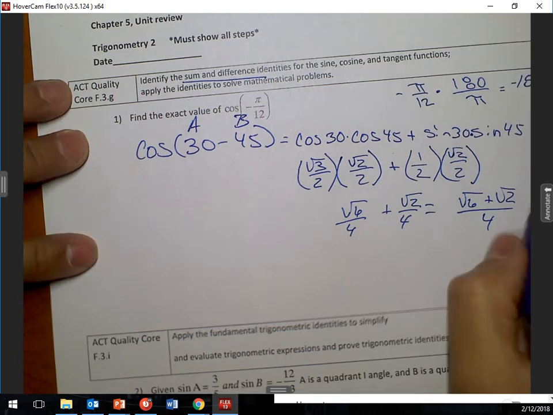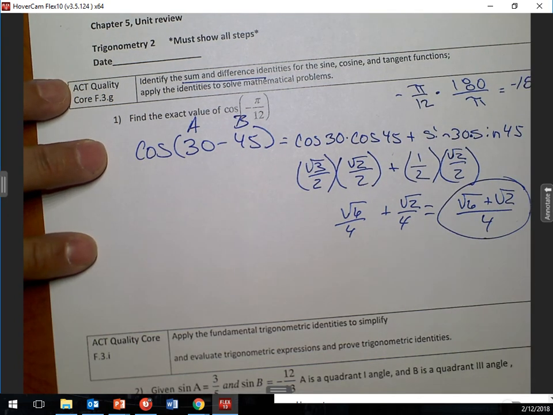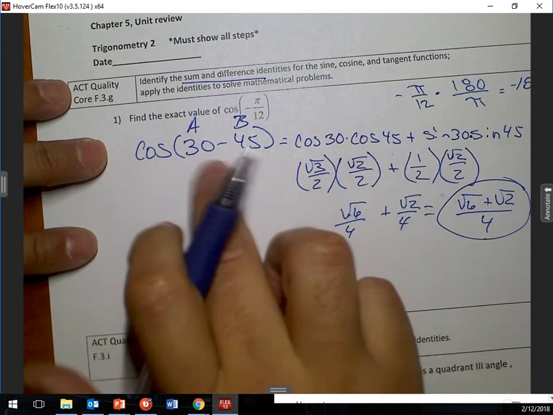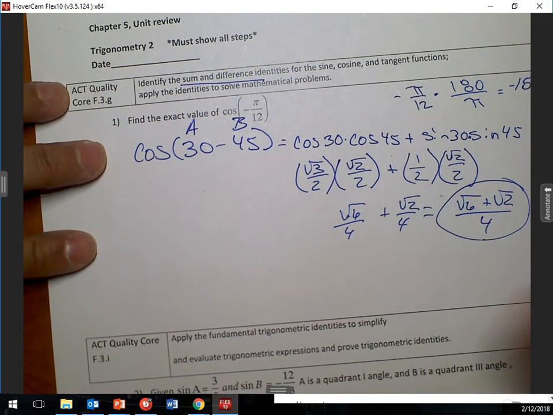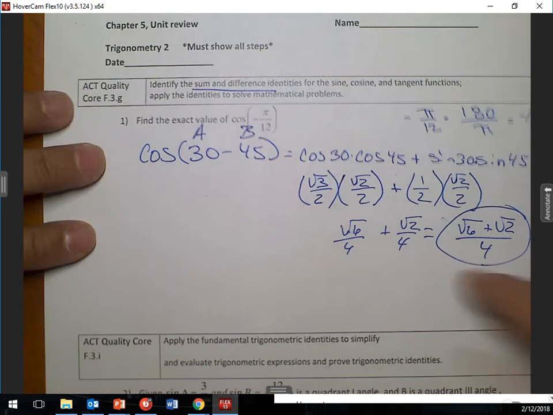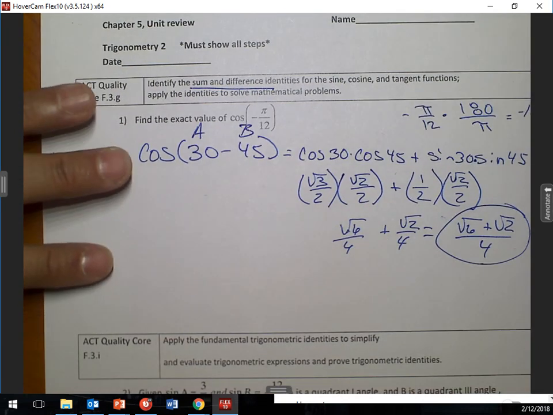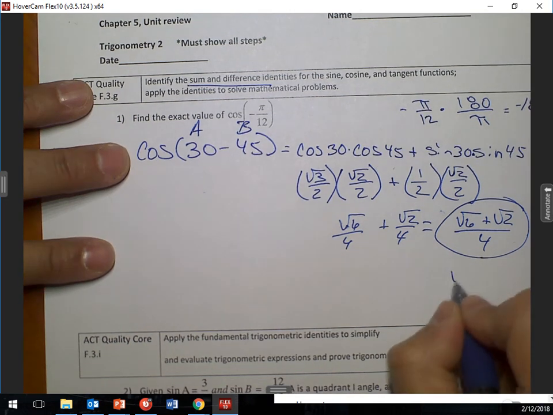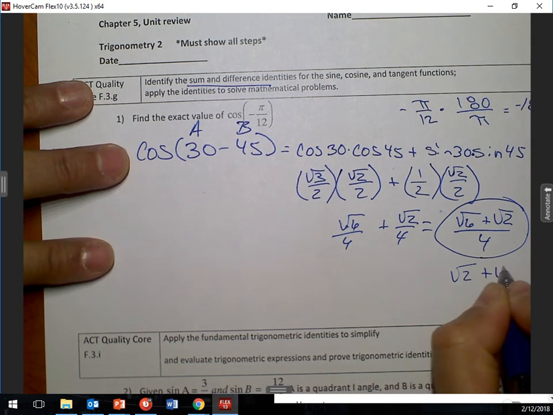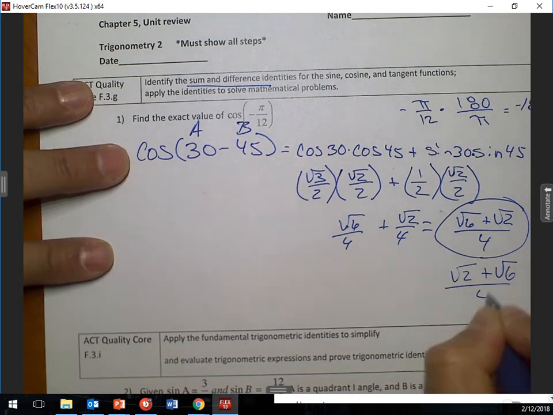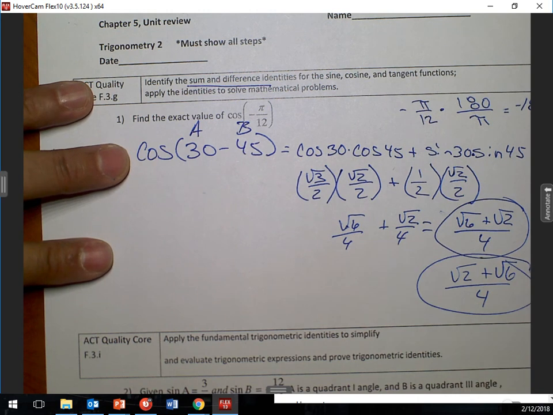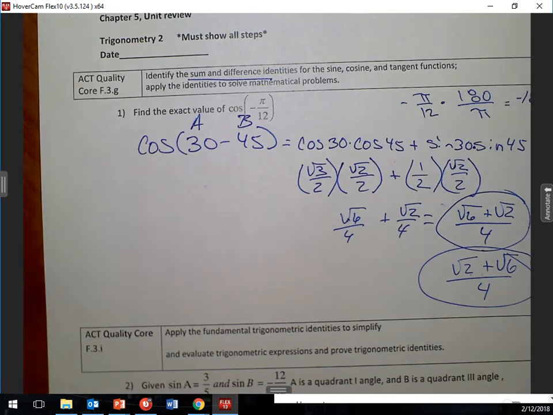Now, if you chose different numbers, not the 30 and 45, you could still get a correct answer out of it. So what would another acceptable answer be? Rad 2 plus rad 6 all over 4, right? Yes? Okay, so that's equivalent to this answer right here. Same thing. All right, questions there? Easy enough?